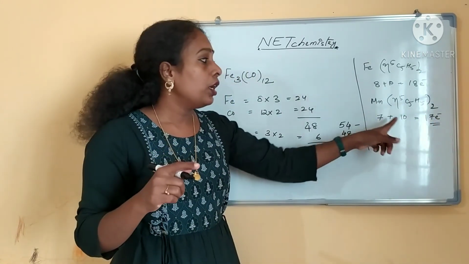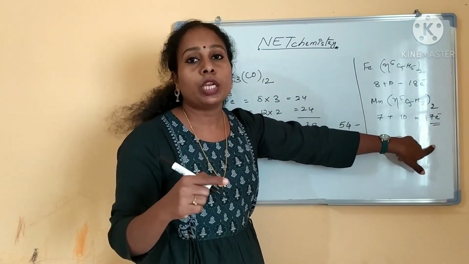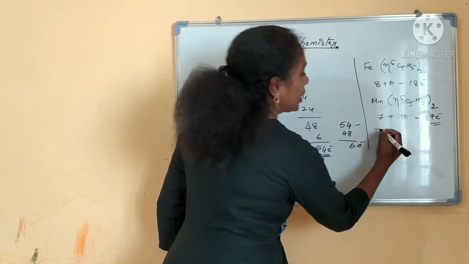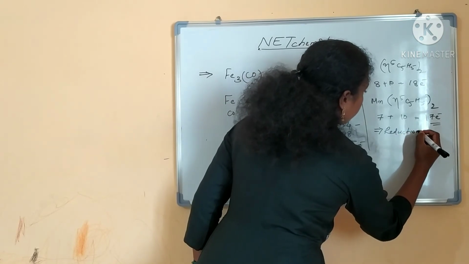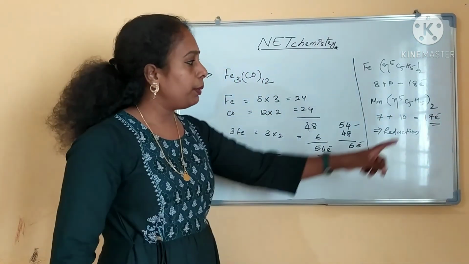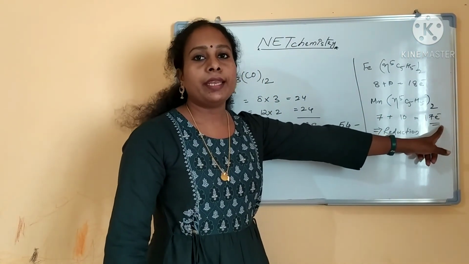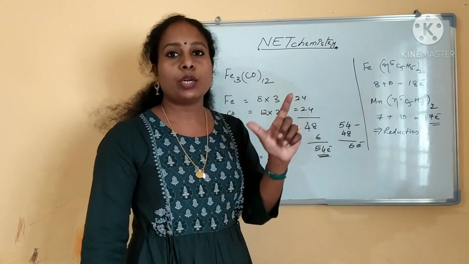So how will it get one more electron? It has to undergo reduction. Then one more electron will be added to this, and it will be 18 electrons. So manganocene always will undergo reduction.